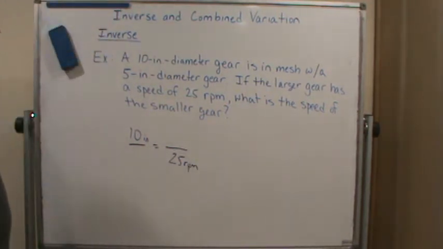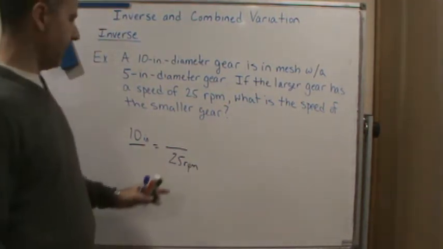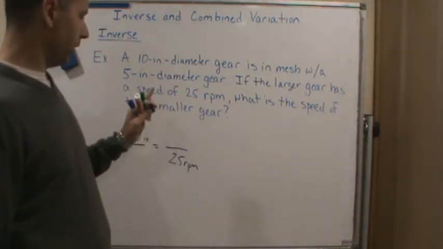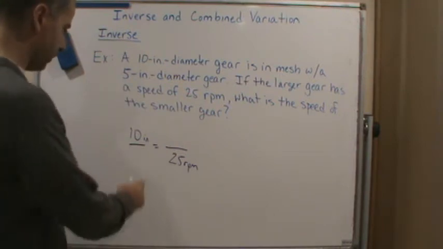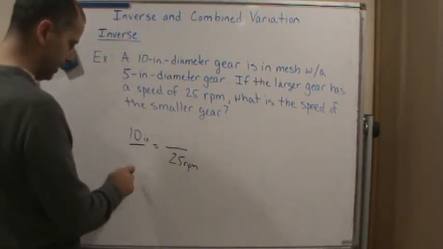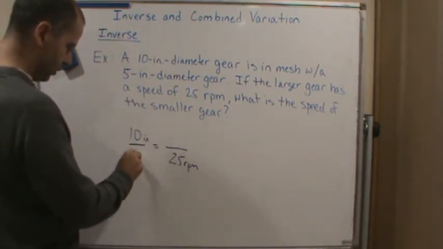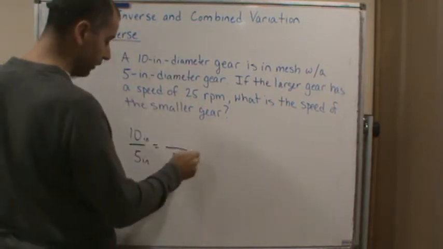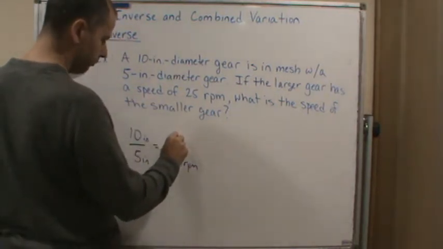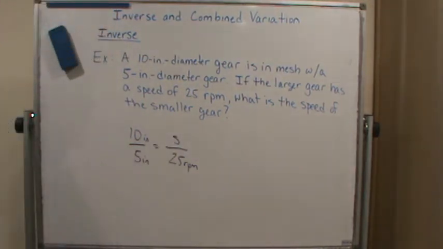And then the other one, we've got to find the speed of the smaller gear. Well, what's the smaller gear? 5 inches. So we're going to put, again, we've got to match up the units, so the 5 inches goes here, and the unknown speed that we're looking for goes here. Okay, now we just solve.